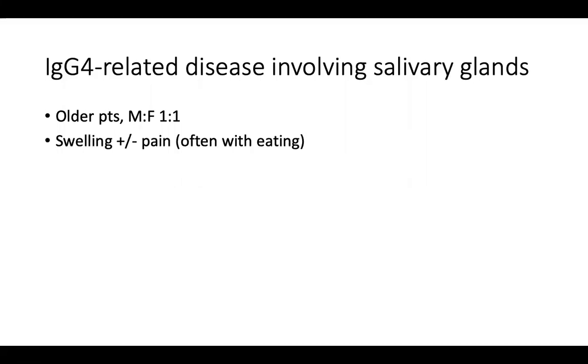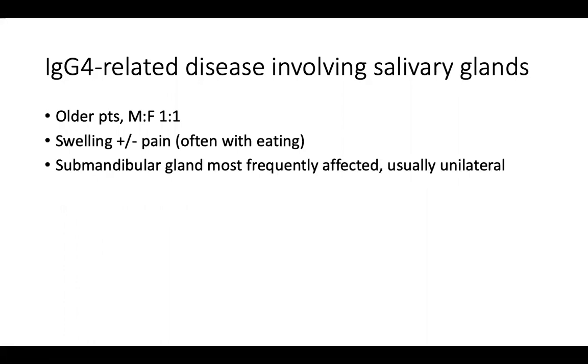So IgG4-related disease in the salivary glands. I think you guys have probably heard about IgG4 in other tissues, and it actually can occur in salivary glands, not infrequently. So this will be in older patients, similar to all IgG4-related disease, and there's an equal gender distribution. So this will clinically be manifested by swelling and often with pain with eating, which is a somewhat unusual symptom. And for whatever reason, submandibular gland is most frequently affected, and this will be usually a unilateral process.